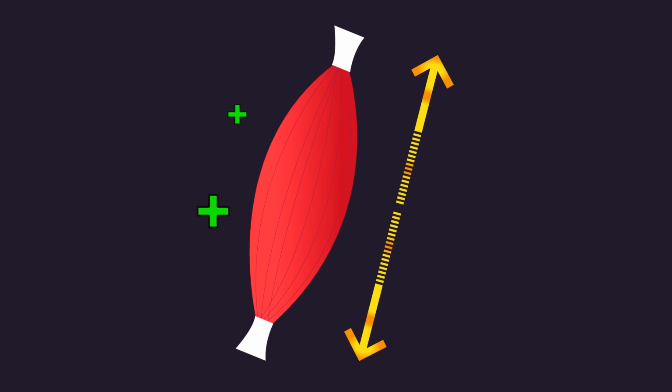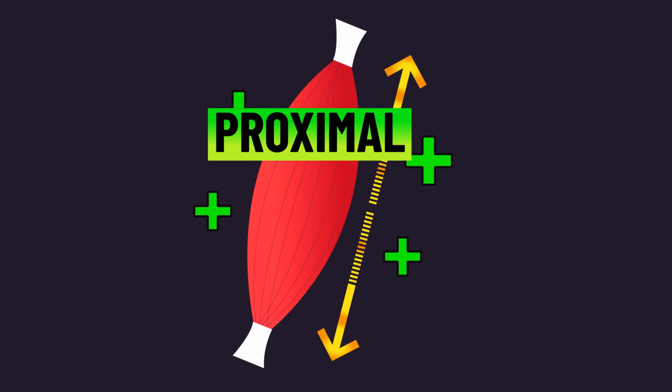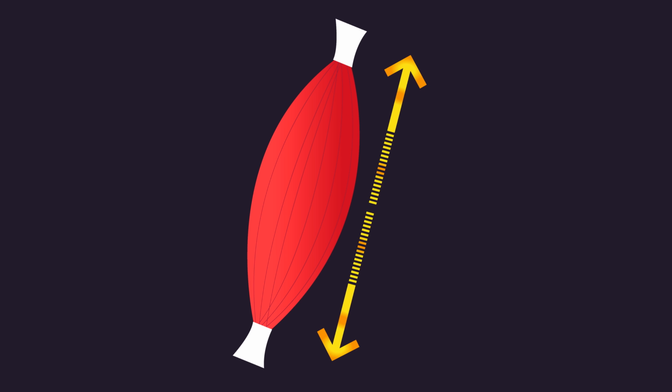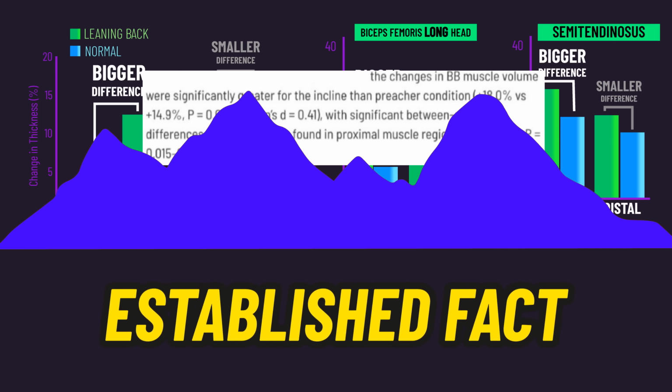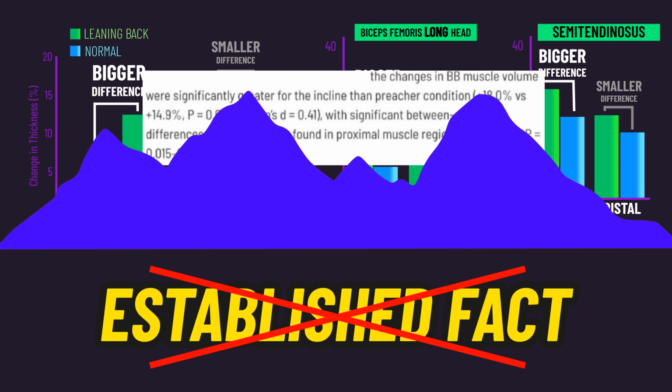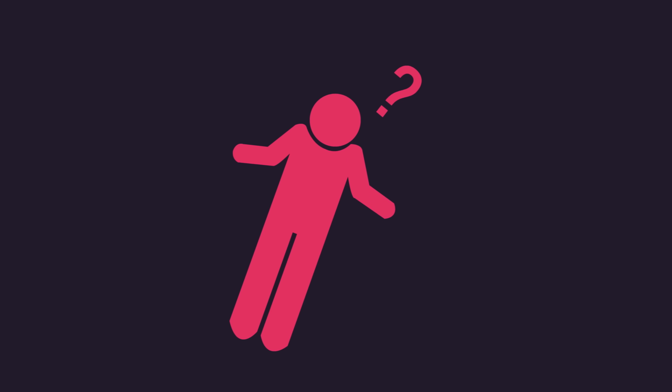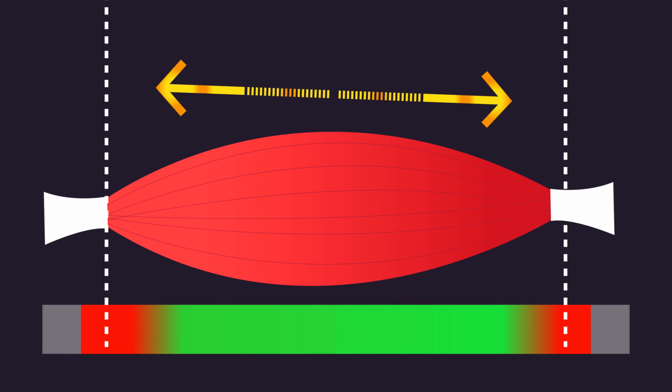Summoning the spirit of scientific accuracy. This idea of larger differences at the proximal region between training biarticular muscles at long versus short lengths is based on 3 studies. So I don't want to pretend this is an established fact yet. Perhaps there's other unknown details. For example, could some sort of threshold exist?